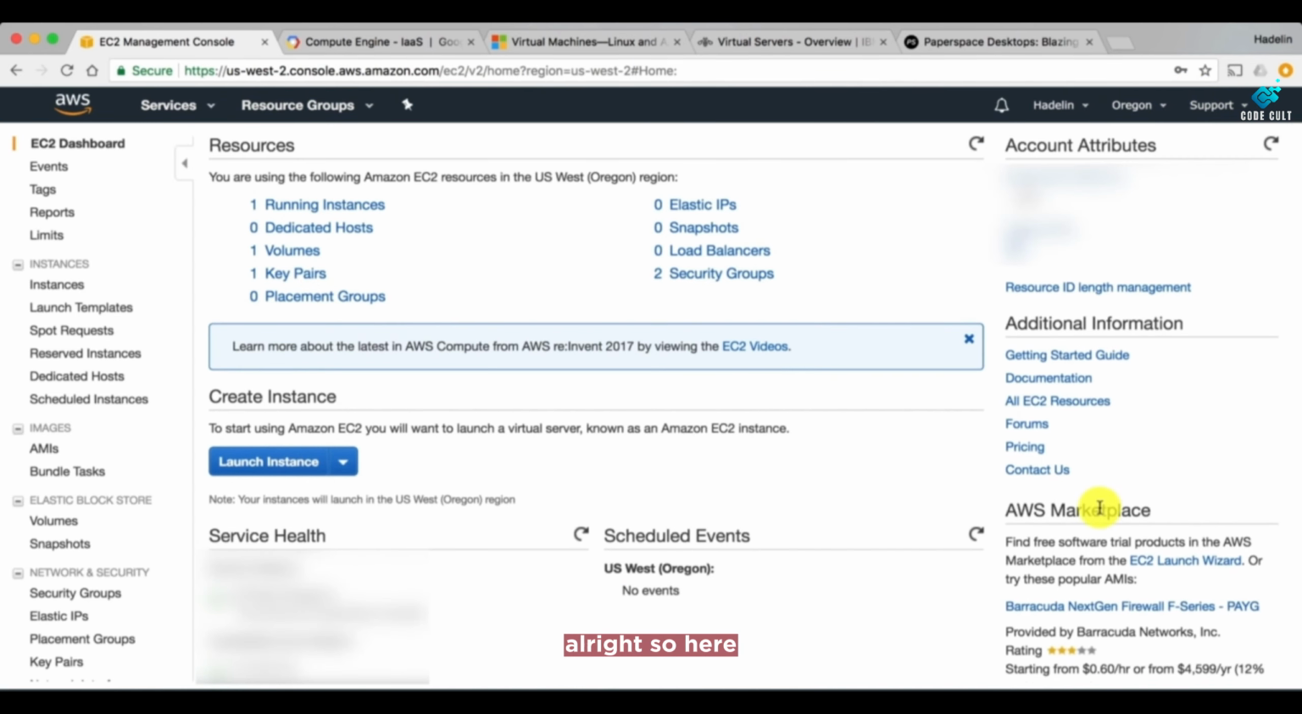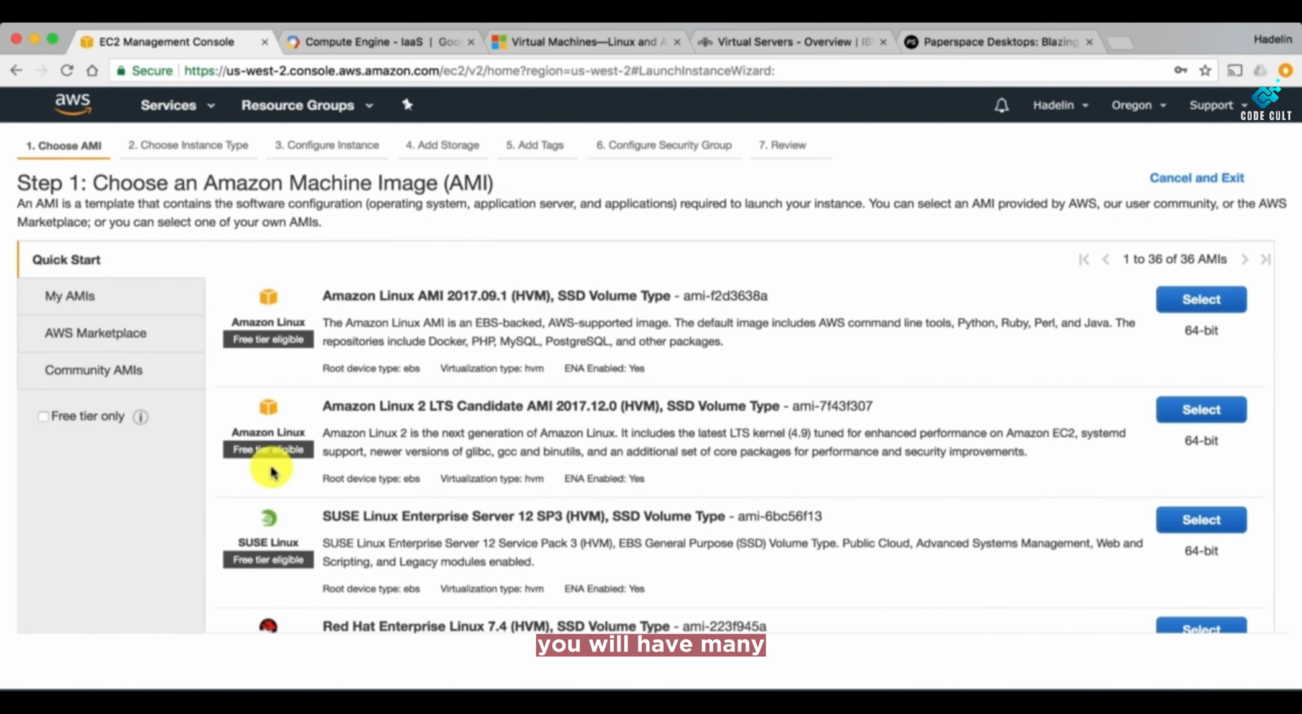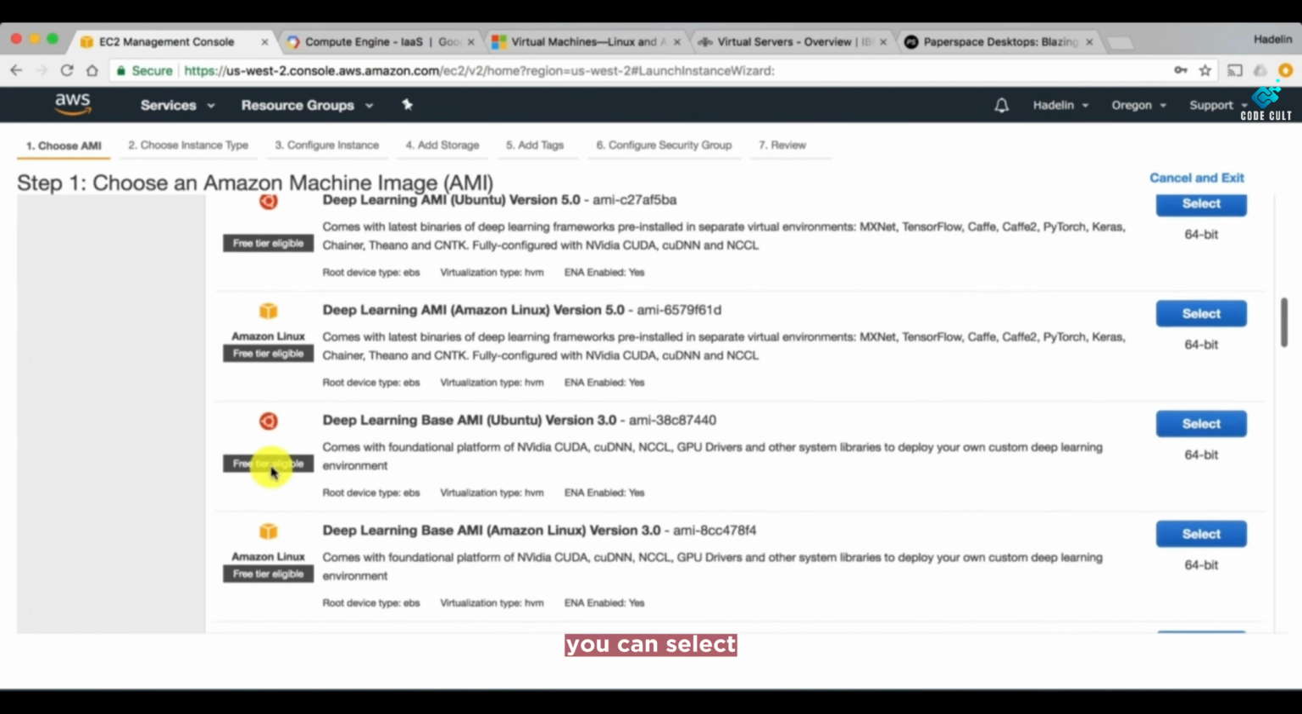All right. So here we are on AWS. The first thing you need to understand is that in order to connect to a virtual server or a virtual machine, which is called an Amazon EC2 instance, you need to create an instance first. And that's why here you have this option, Launch Instance. So you can just click it and you will have many virtual machines you can select.